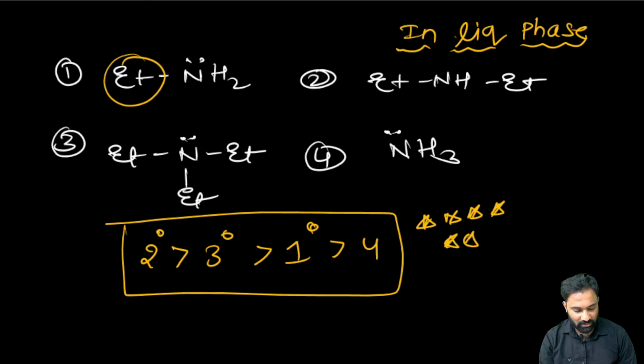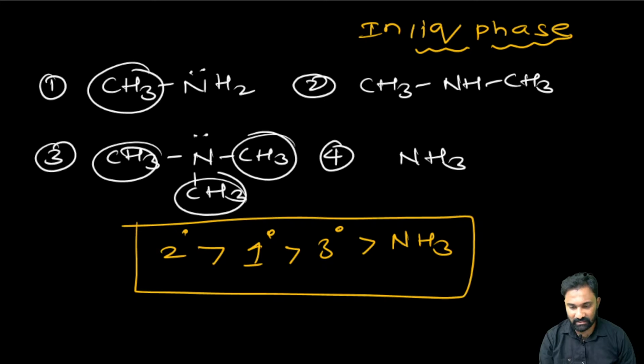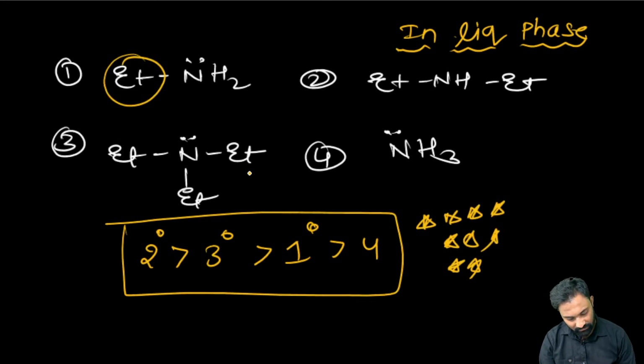Now if I explain that solvation energy and the inductive effect, you will get confused. So in the ethyl case: 2 degree, 3 degree, 1 degree and normal ammonia. For the methyl case, it is 2 degree, 1 degree, 3 degree and ammonia. So you have to be very careful. If the ethyl is given, you have to be very careful. Only if the methyl is given, the order will be 2 degree, 1 degree, 3 degree and ammonia. If the ethyl is given, 2 degree, 3 degree, 1 degree and the normal ammonia. Clear?